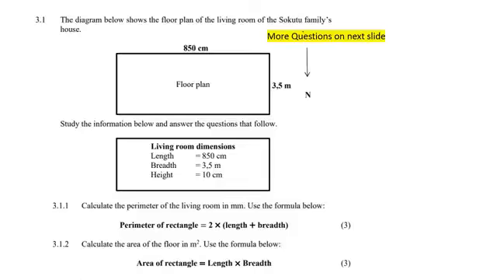Okay, so the diagram below shows the floor plan of the living room of the Sakutu family's house. So this is looking at it from the top. This is their floor plan. Study the information below and answer the questions.